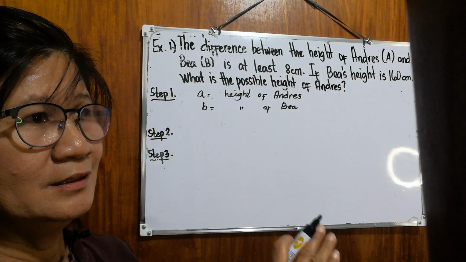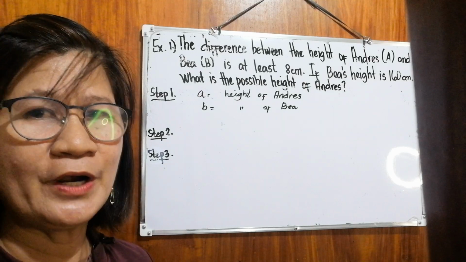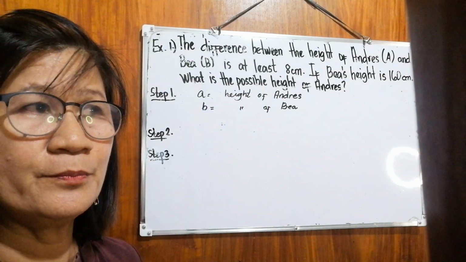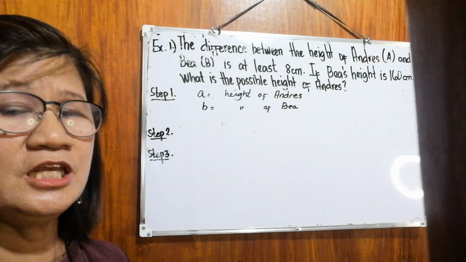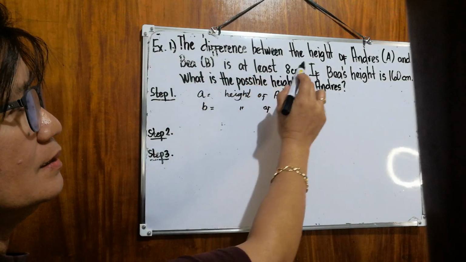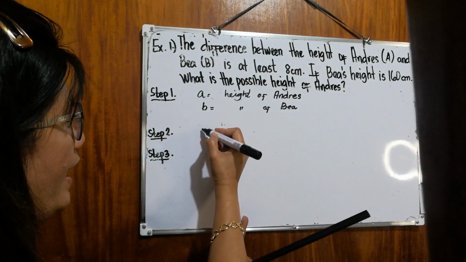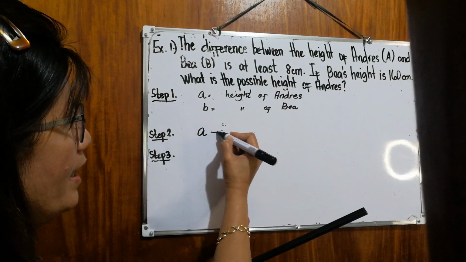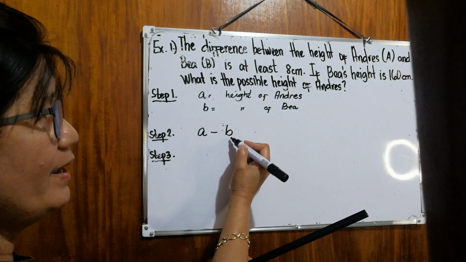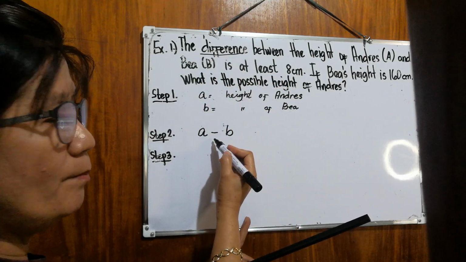Step number 1, ano yung ginawa natin? We choose variable to represent the given problem. So step number 2, ano daw yung gagawin natin? We're going to translate the given problem or given statement into mathematical expression. So look at this. The difference between the height of Andres and Bea is at least, ibig sabihin, A that can be represented by A minus B, the height of Andres minus the height of Bea, kasi nakalagay doon the difference, no?